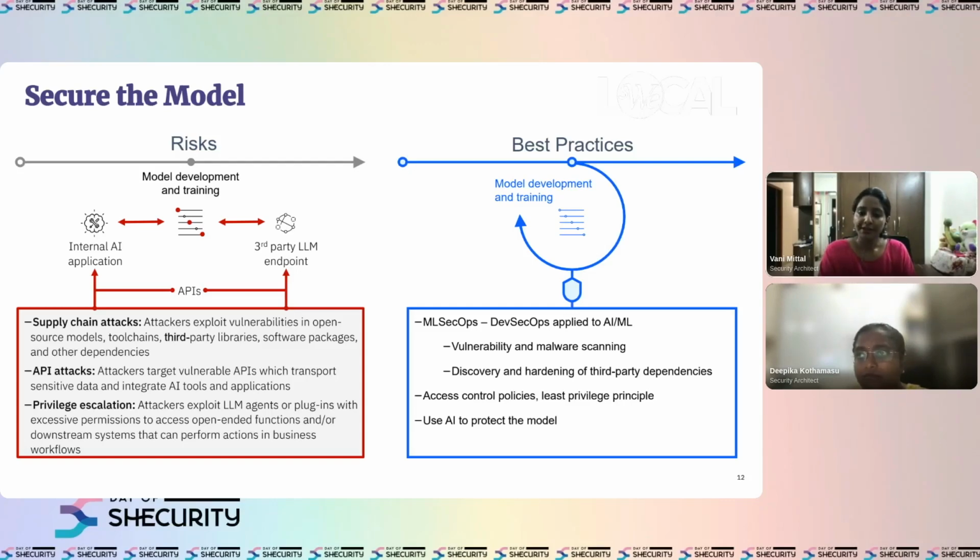So how do we protect against these risks? You might be familiar with DevSecOps. DevSecOps applied to AI model development is MLSecOps. Now, this includes best practices for secure model development and training. For example, vulnerability and malware scanning, and discovery of and hardening of third-party dependencies used in the AI systems. Again, use AI to protect the model itself. So, for example, AI can aid in blocking supply chain attacks on AI systems through ongoing monitoring, anomaly detection, and automated threat response.